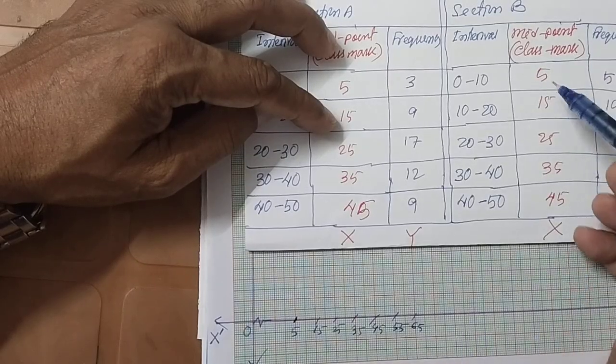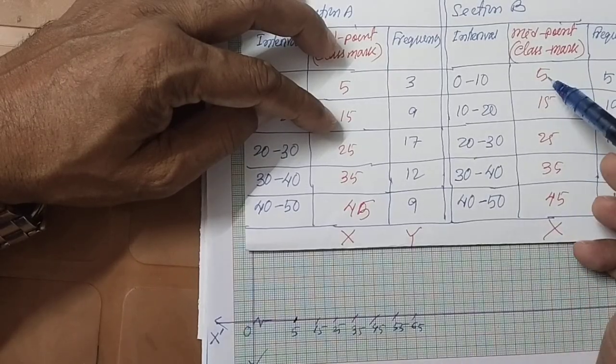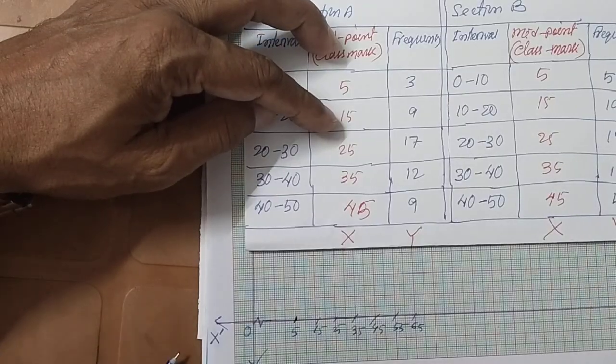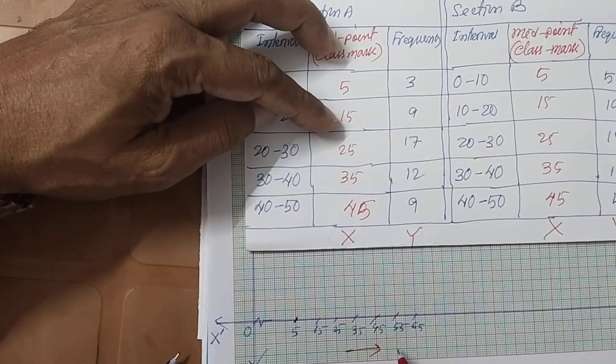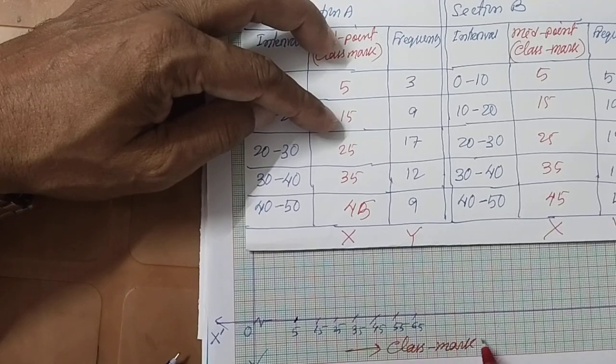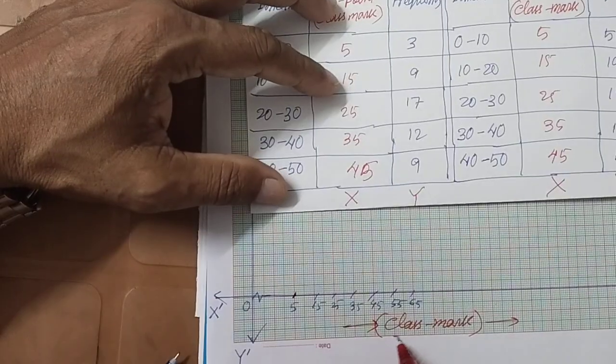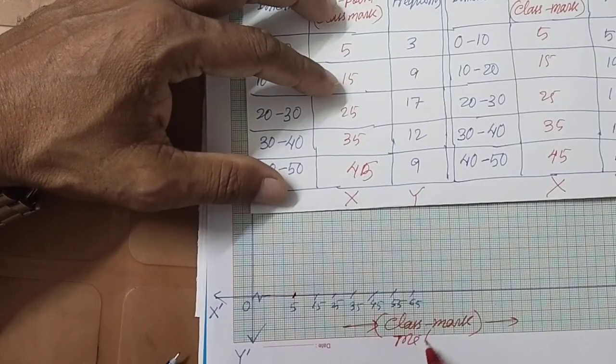Even the same frequency, the same class mark is here, midpoint. So you will mention here, along the x-axis, what you are representing: class mark along the x-axis, or you can mention it as frequency midpoint. Class mark is the same as midpoint we are representing along x.